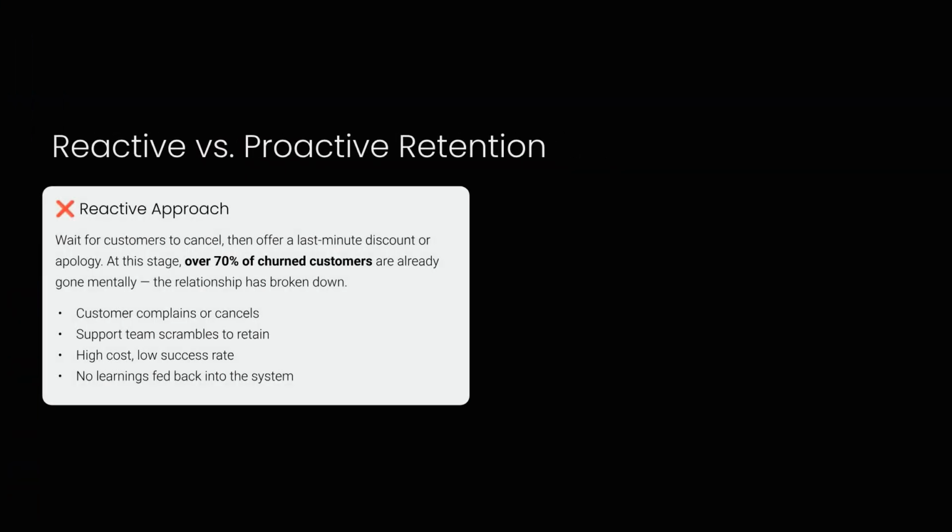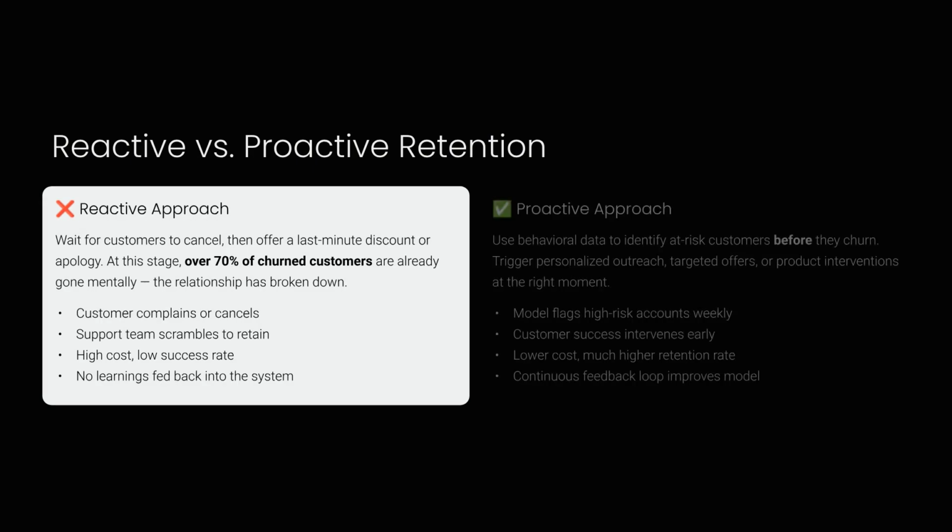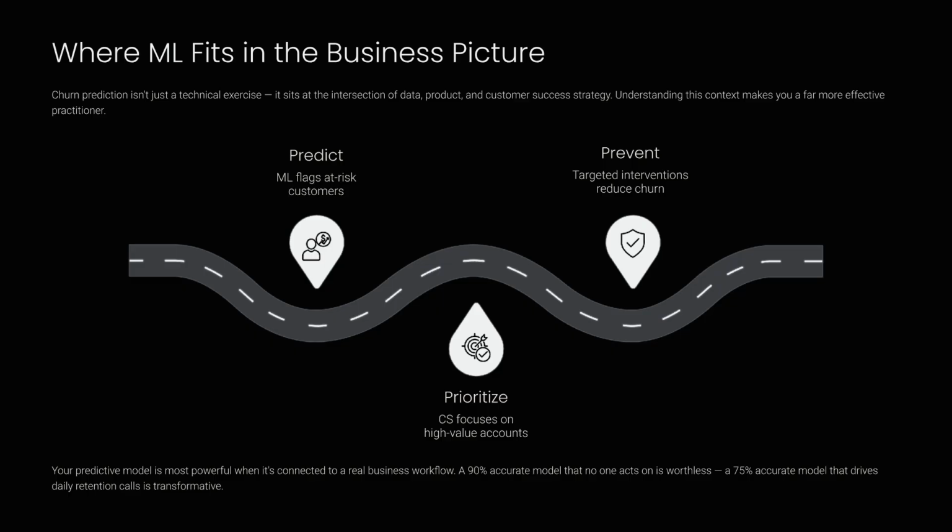A reactive approach only responds after a customer complains, while a proactive approach uses data to identify at-risk customers before they choose to leave. Machine learning fits into the business picture by flagging at-risk customers, allowing teams to prioritize high-value accounts, and preventing churn through targeted interventions.